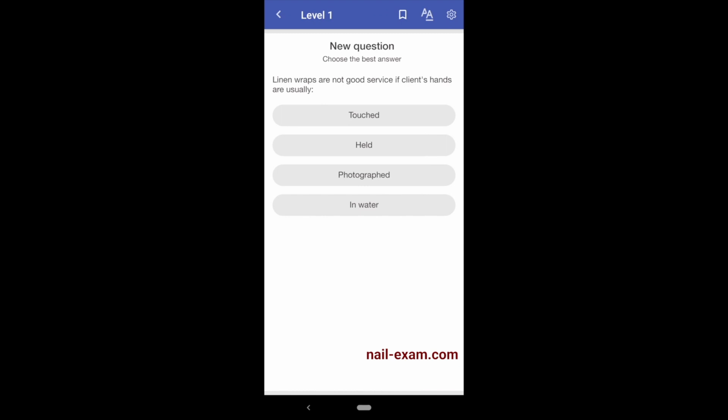Linen wraps are not a good service if clients' hands are usually. Answers: A. Touched. B. Held. C. Photographed. D. In water. The answer is D.